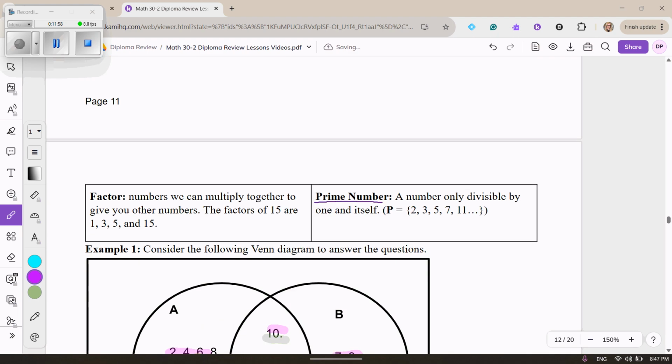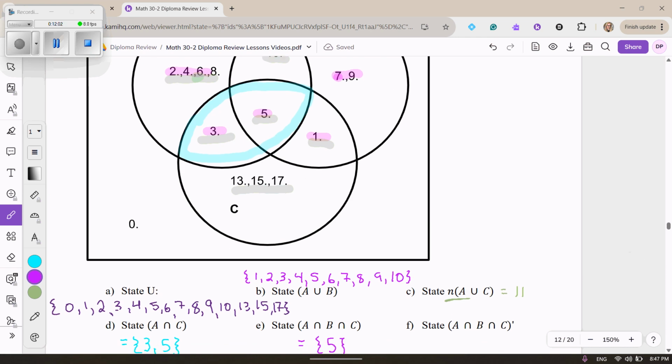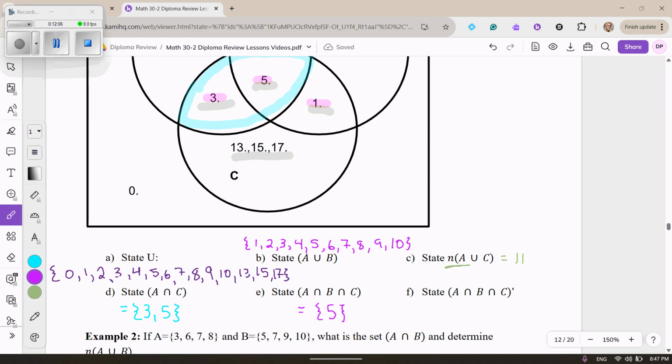So for this one, it means everything not in the intersection. And we just found the intersection, right? That was 5. So it's going to be absolutely everything other than 5. So I'm just going to take a second and write out that set. And that does include the outside of the Venn diagrams, which is 0.